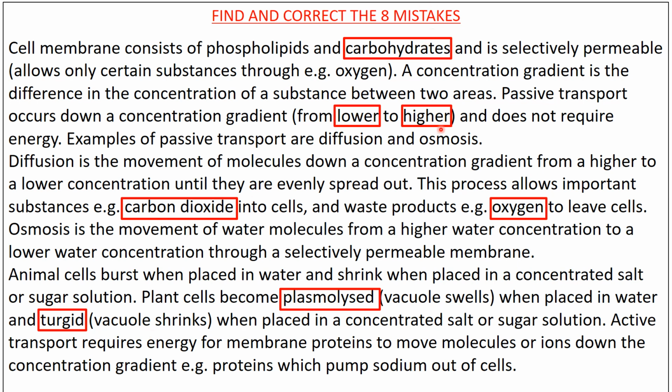So how many we got? 1, 2, 3, 4, 5, 6, 7. So that means we've got one more in the last sentence. Active transport requires energy for membrane proteins to move molecules or ions down the concentration gradient. It's against or up the concentration gradient. I would say against the concentration gradient. For example, proteins which pump sodium out of cells. Okay, so that's a sort of summary slide of what is required, the required knowledge for this subtopic.